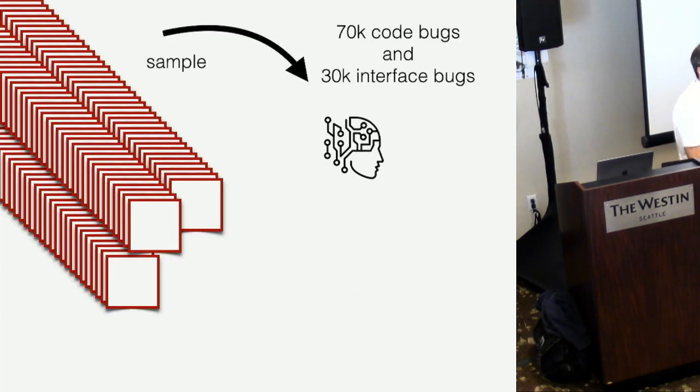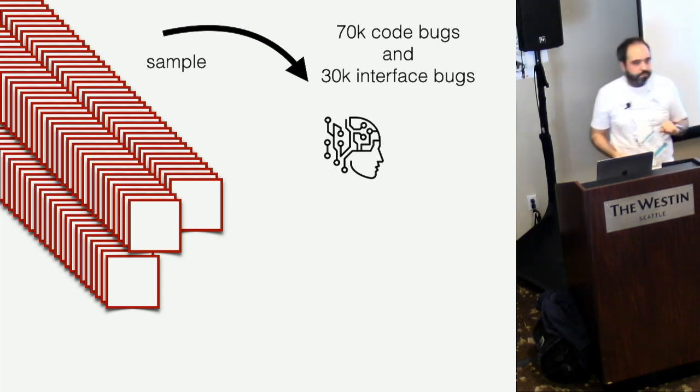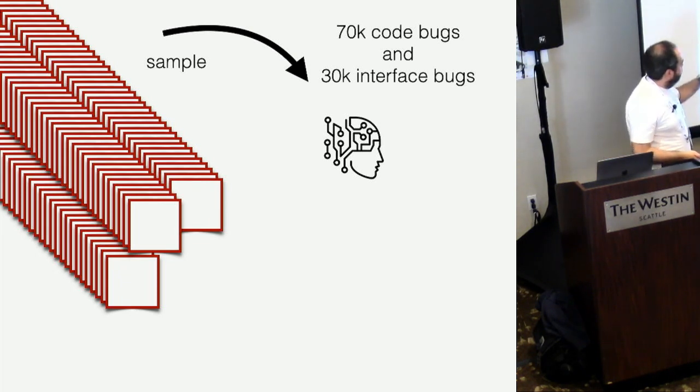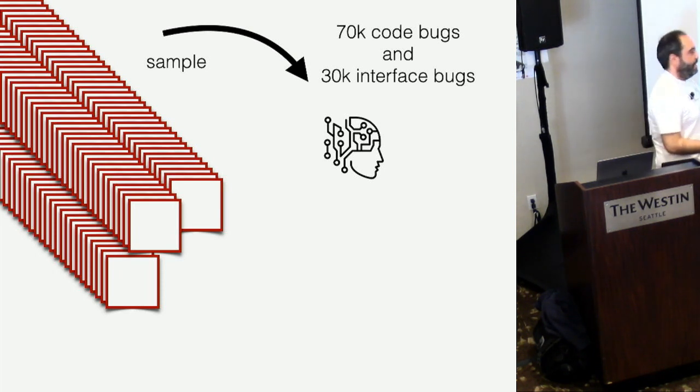We need to do a little bit of sampling. We have way too many mutants, so we sampled in some reasonable way so that we preserve the diversity of the whole population. We ended up going with 100K debugging scenarios, a good number, about 70 for code bugs and 30 for interface bugs. I want to say a little bit more, because I have hidden a detail here.